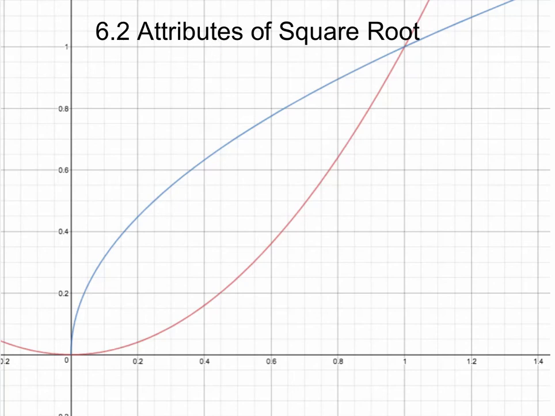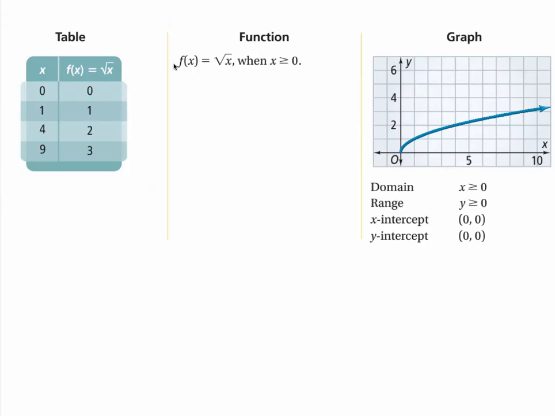Now let's look at the attributes of the square root function. If you look at a square root function and you make a table and plot points, you remember you're going to want to pick points that you know the square root of. So you're going to pick numbers like 0, 1, 4, and 9.